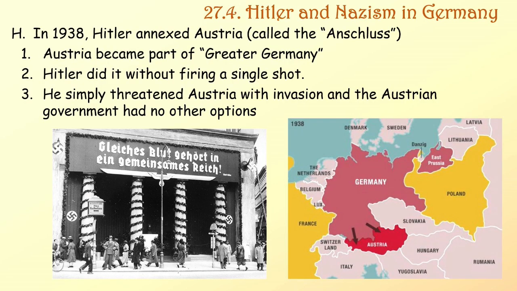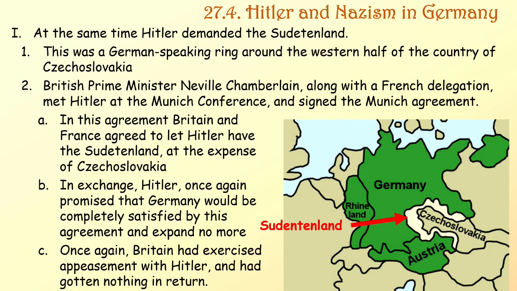In 1938, Hitler annexed Austria in a move called the Anschluss, which simply means annexation. Austria became part of Greater Germany, and Hitler did it without firing a single shot. He simply threatened Austria with invasion, and the Austrian government had no other options. At the same time, Hitler demanded the Sudetenland.